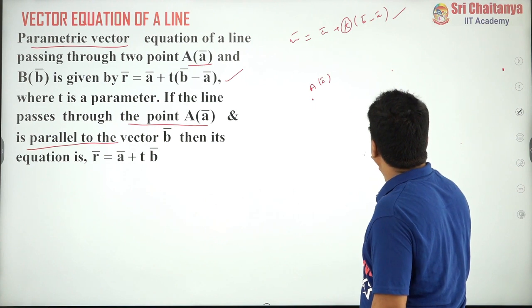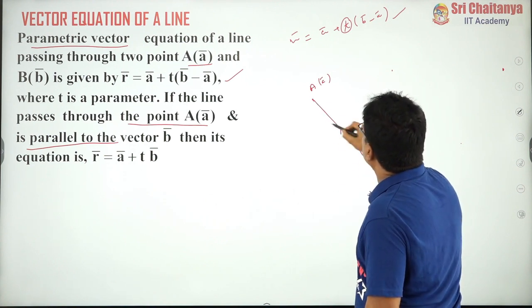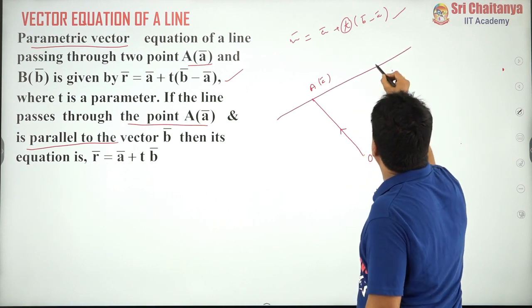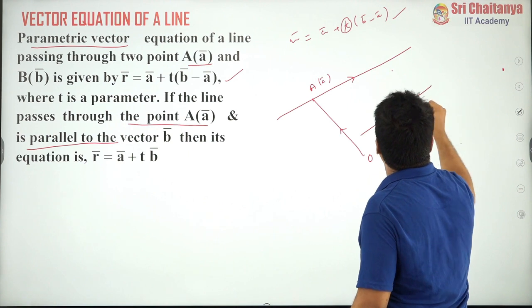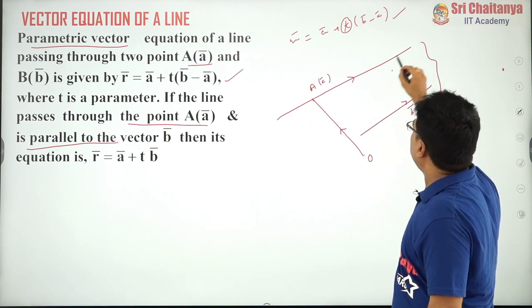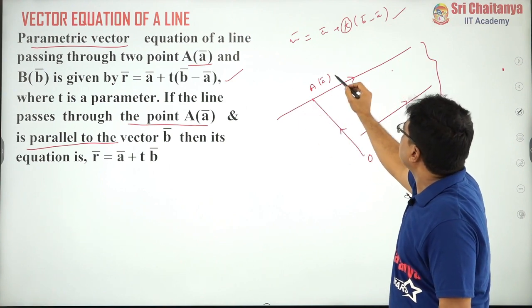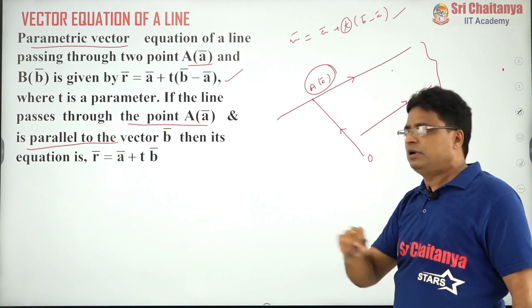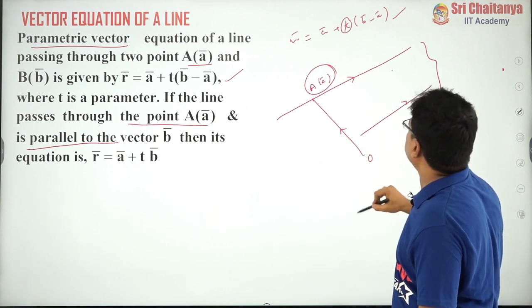Whenever that kind of points are given, immediately I take the position vector. So, this line I am going to find, and this is parallel to another vector, say this is vector B bar. This is the line I want ultimately. What is the beauty of this particular line? It passes through the point capital A bar and it is parallel to the vector B bar.